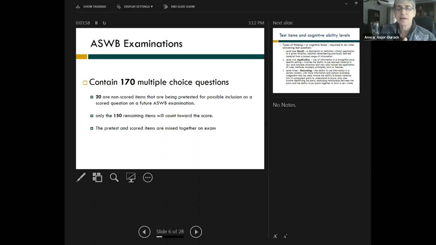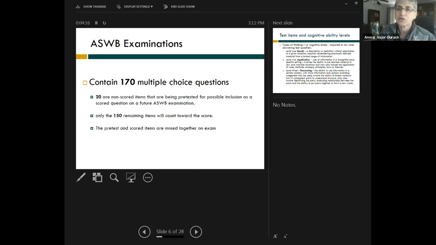The exam that you take has 170 multiple choice questions, and they're all multiple choice. Twenty of them are non-scored items. That means they're being tested. They put them in there to see if they're good questions.